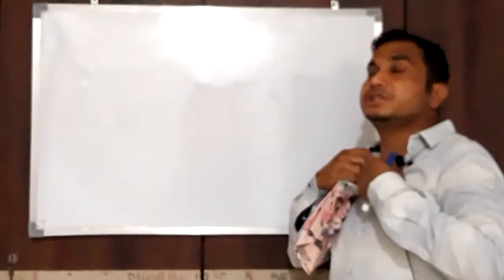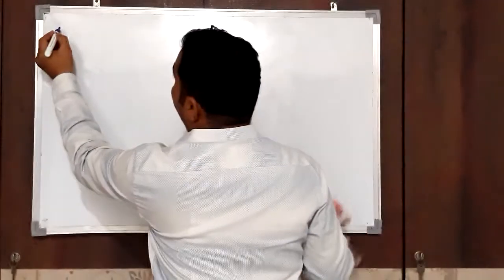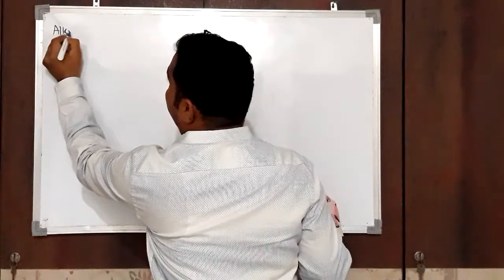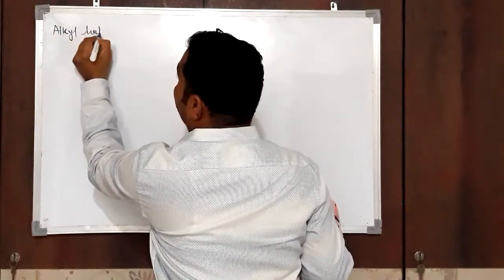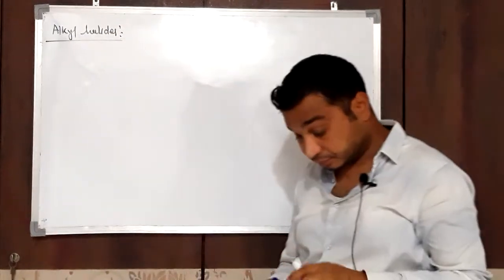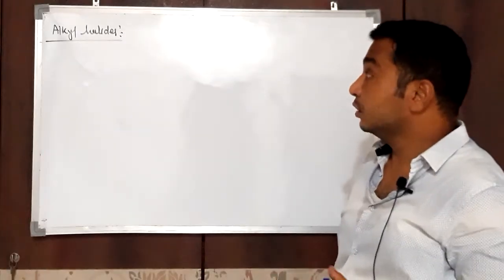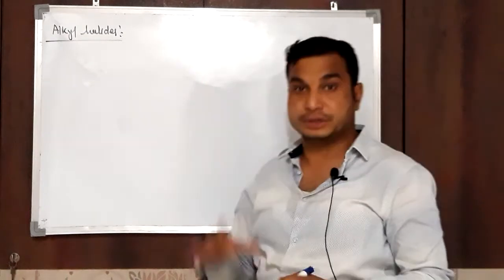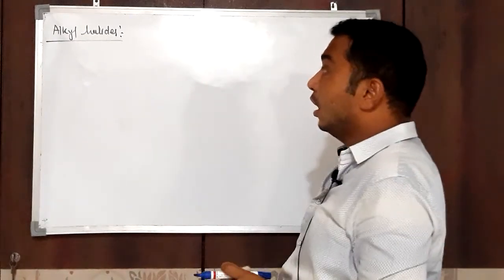Now in this class we are going to discuss alkyl halides. As we know, alkyl halides contain a halogen atom. How can we get an alkyl halide? What do we have to do?